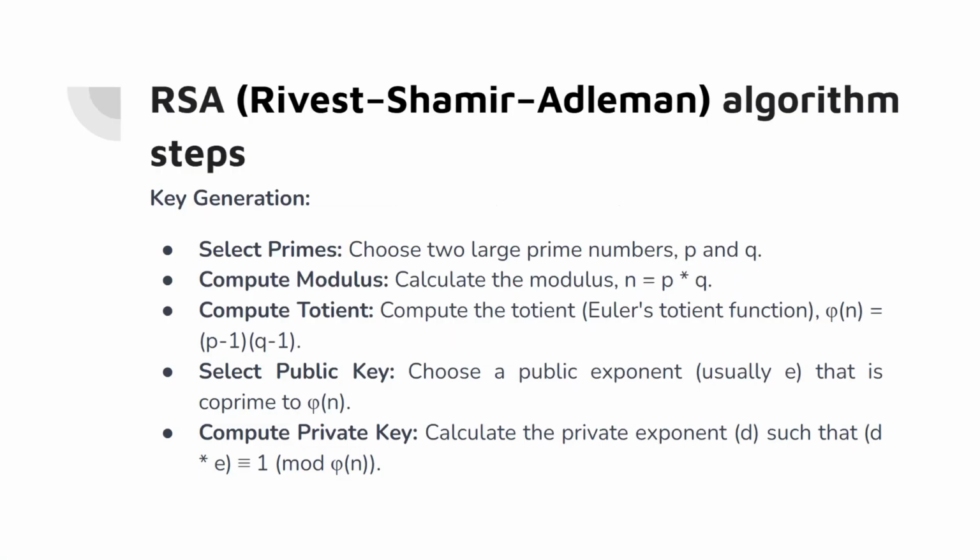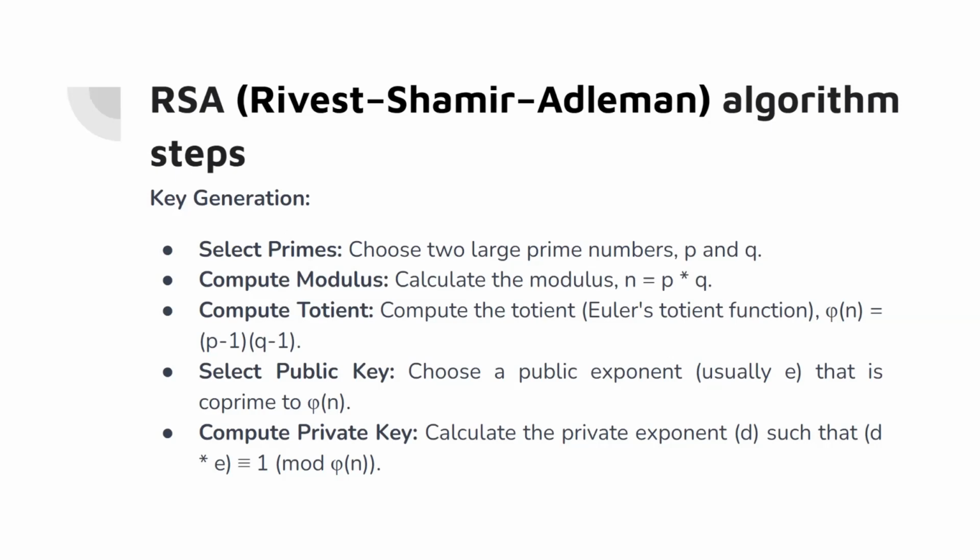Now I'll talk about the RSA, which is another encryption algorithm that we implemented in our project. The RSA is an asymmetric encryption algorithm, which means that there is a public key which is used to encrypt the message, and there's a private key which is used to decrypt the message.